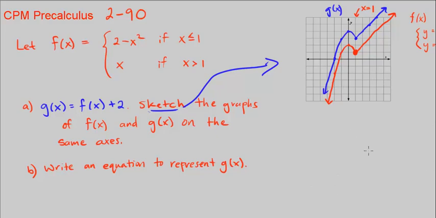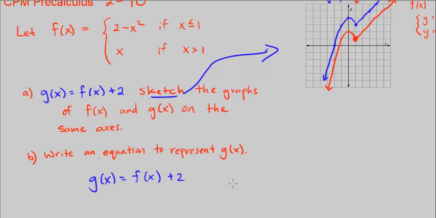So let's go into part B. For B, we're supposed to write an equation to represent g of x. So you know g of x is equal to f of x plus 2. Well, what is f of x? Let's go ahead and substitute f of x. So we know f of x is just 2 minus x squared if x is less than or equal to 1, and x if x is greater than 1.